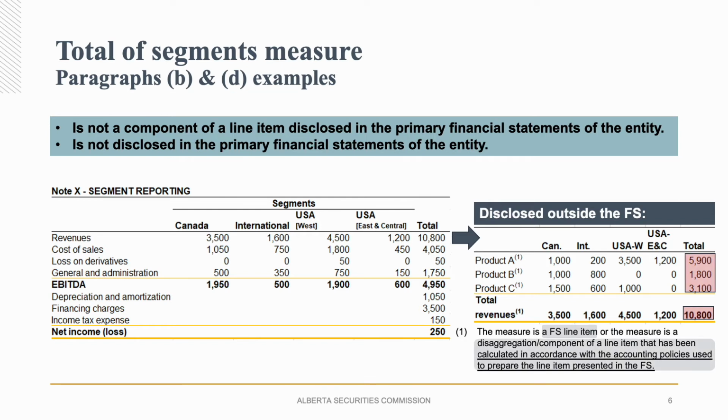The same for the revenues disclosed for each product A, B, and C. This would not be captured as a total of segments measure as it is a disaggregation, otherwise known as a component of the revenue financial statement line item. And these components have been calculated in accordance with the accounting policies used to prepare the revenue financial statement line item.